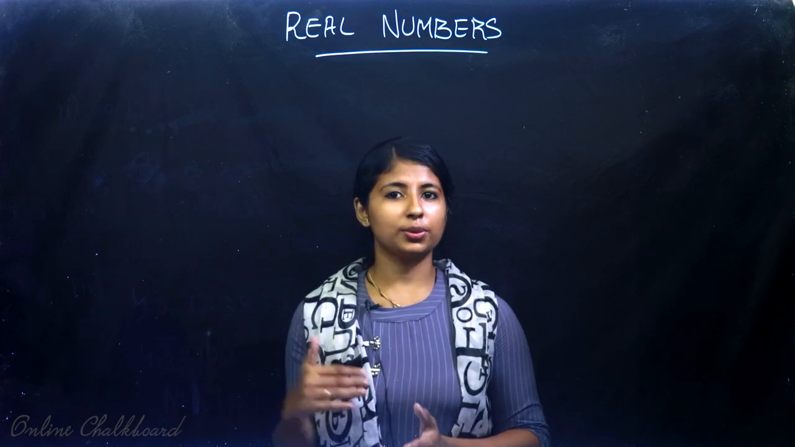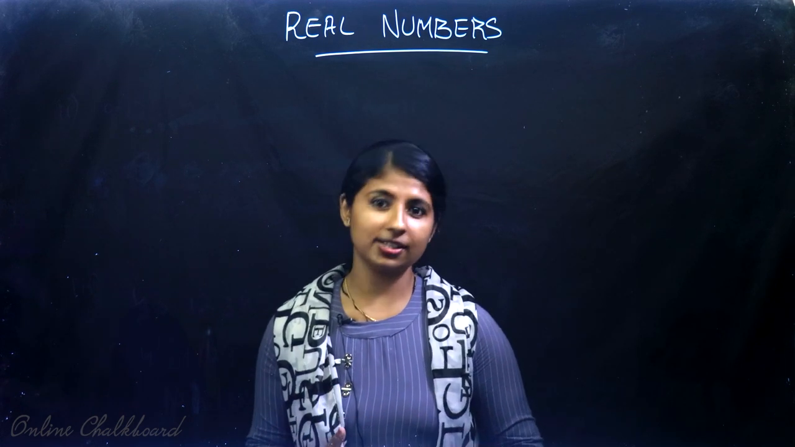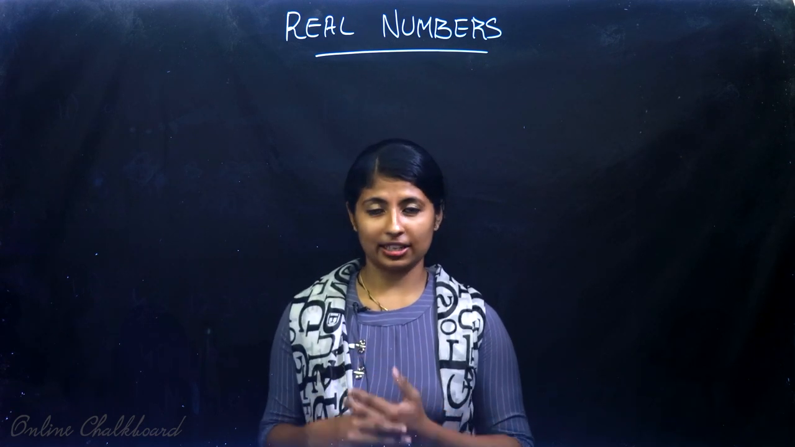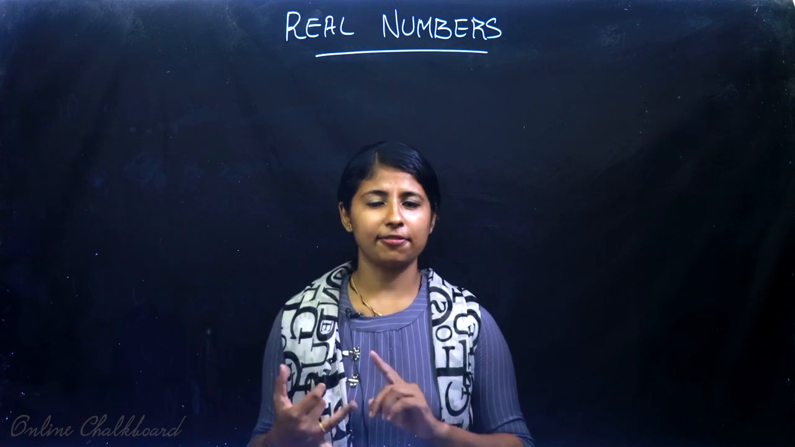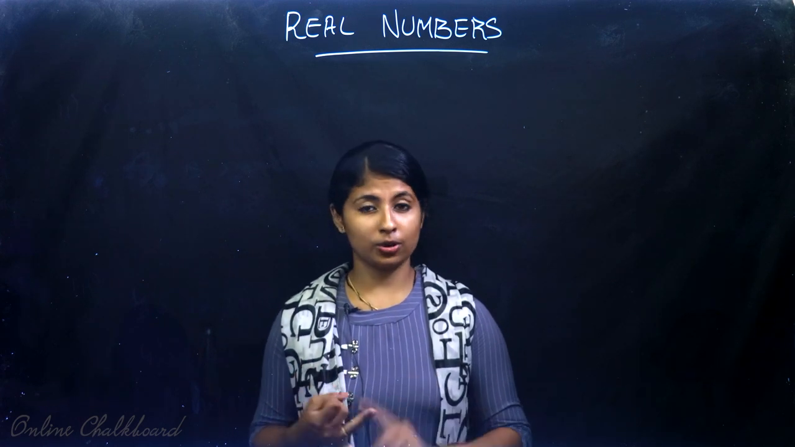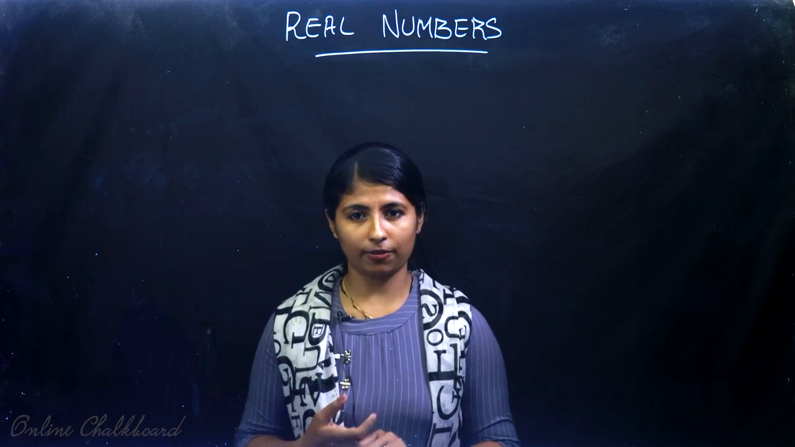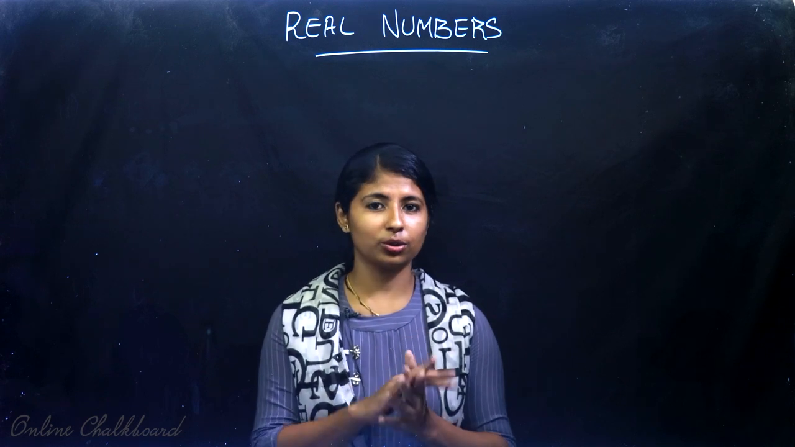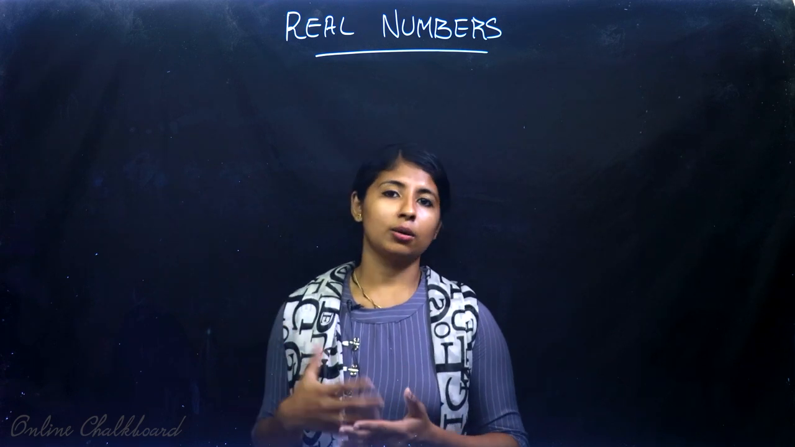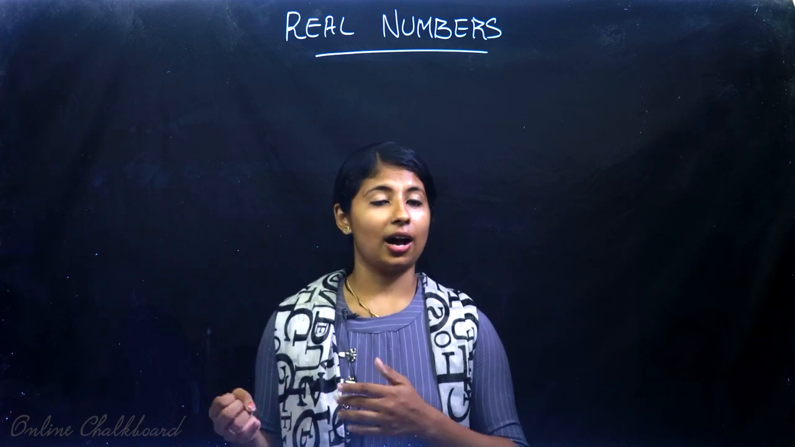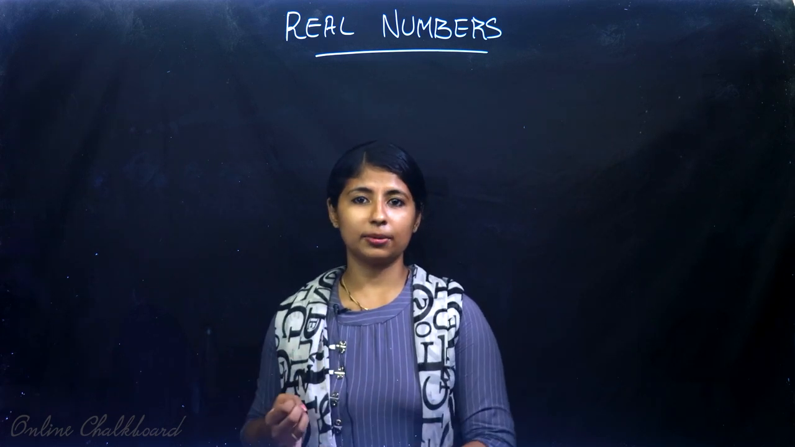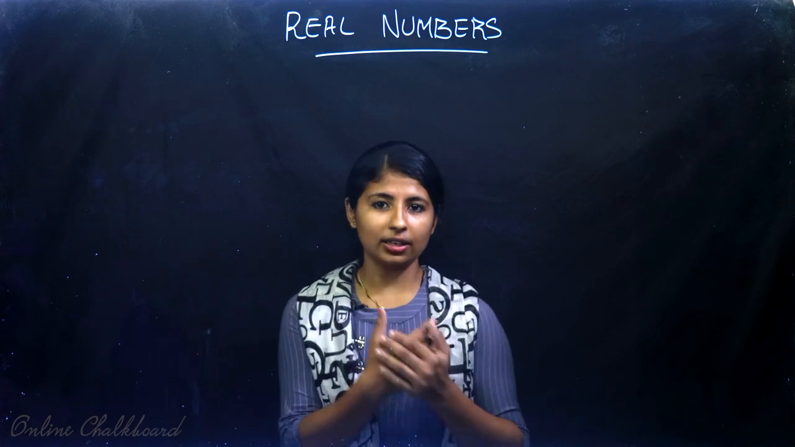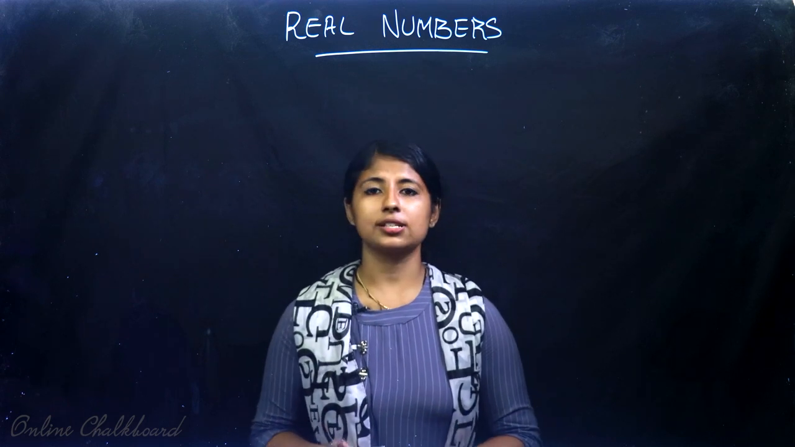Okay friends, so with this we come to the end of the chapter Real Numbers. In this chapter we discussed real numbers, rational numbers, irrational numbers, and how to find HCF and LCM using Euclid's division lemma, Euclid's division algorithm, and the fundamental theorem of arithmetic. We learned how to prove a number to be irrational, and also revisited rational numbers and learned more about decimal expansions, like whether they are terminating, non-terminating repeating, or non-terminating non-repeating. And we have learned a few questions. Do practice more questions of similar type.